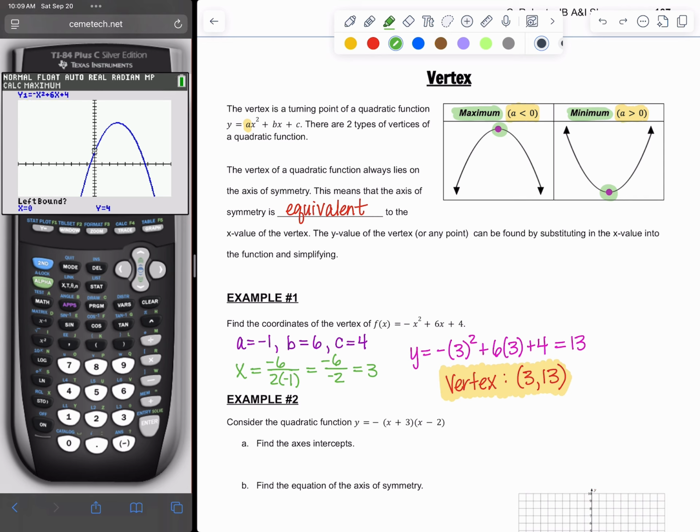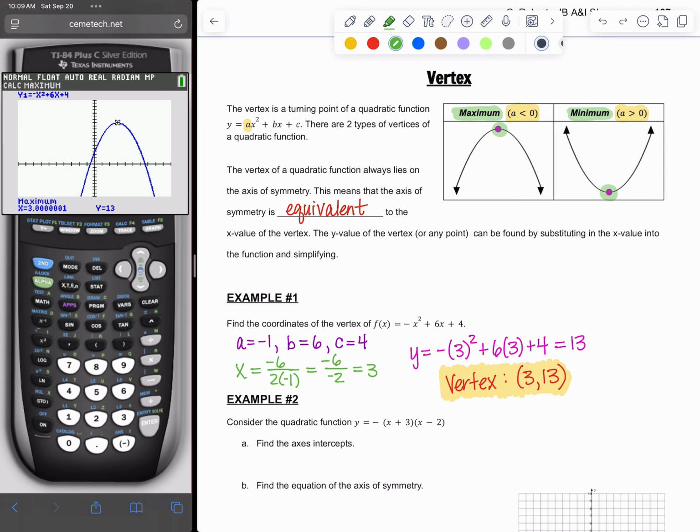I press enter, and then it says left bound. What it's telling me is I want to go to the left side of the vertex. So I go to the left side of it and press enter. I then go to the right side of it somewhere and press enter, and you should see that your vertex lies in between those two vertical bars. Then I press enter for the third time, and it tells me that my maximum is located at 3.00000001, and the y is 13. So x is approximately 3, y is 13.